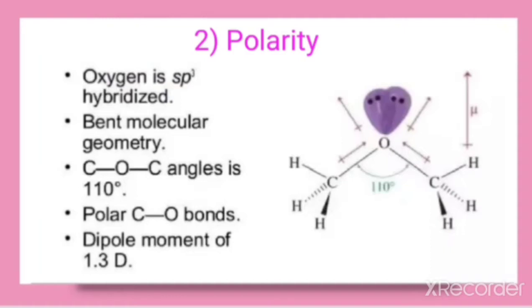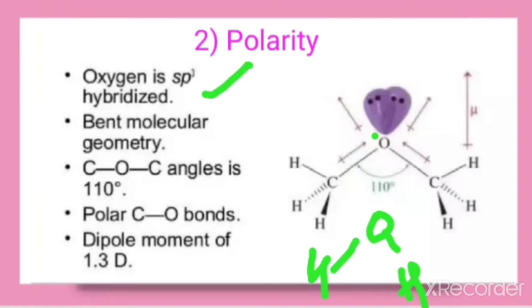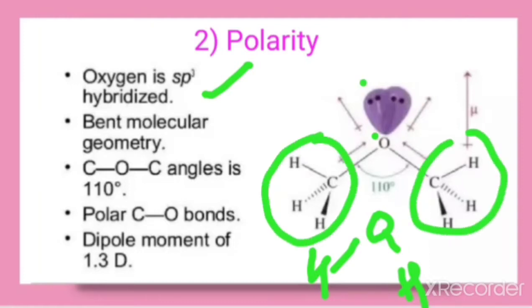Polarity. The structure of ethers is similar to water. Water structure is like this. When you compare the structure of ether, it is similar to water, where oxygen is sp3 hybridized here, and from 4 sp3 hybridized orbitals it overlaps with 2 alkyl groups and the remaining 2 are the lone pairs here.